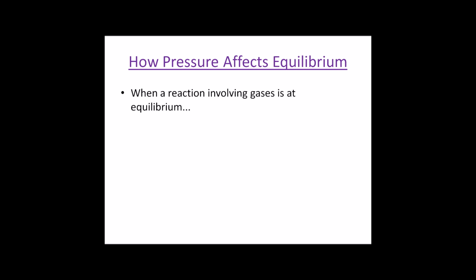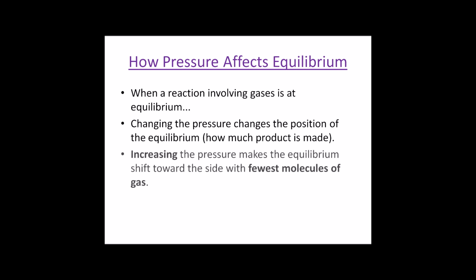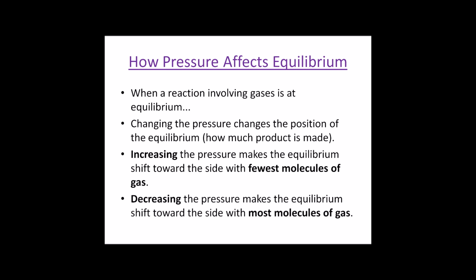If we have a reaction involving gases and it's at equilibrium, if we change the pressure, we change the position of the equilibrium. So we change how much product is made, and this is useful for adjusting your yield of product. If we increase the pressure, the equilibrium shifts towards the side that's got the fewest molecules of gas. If we decrease the pressure, the equilibrium shifts towards the side with the most molecules of gas.